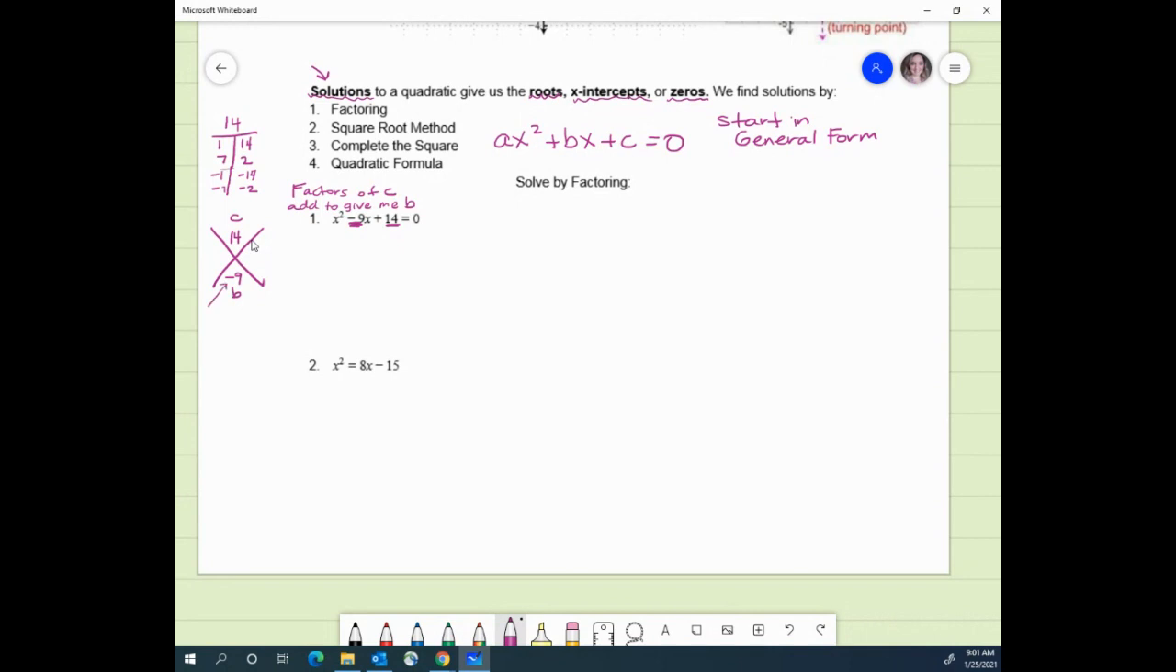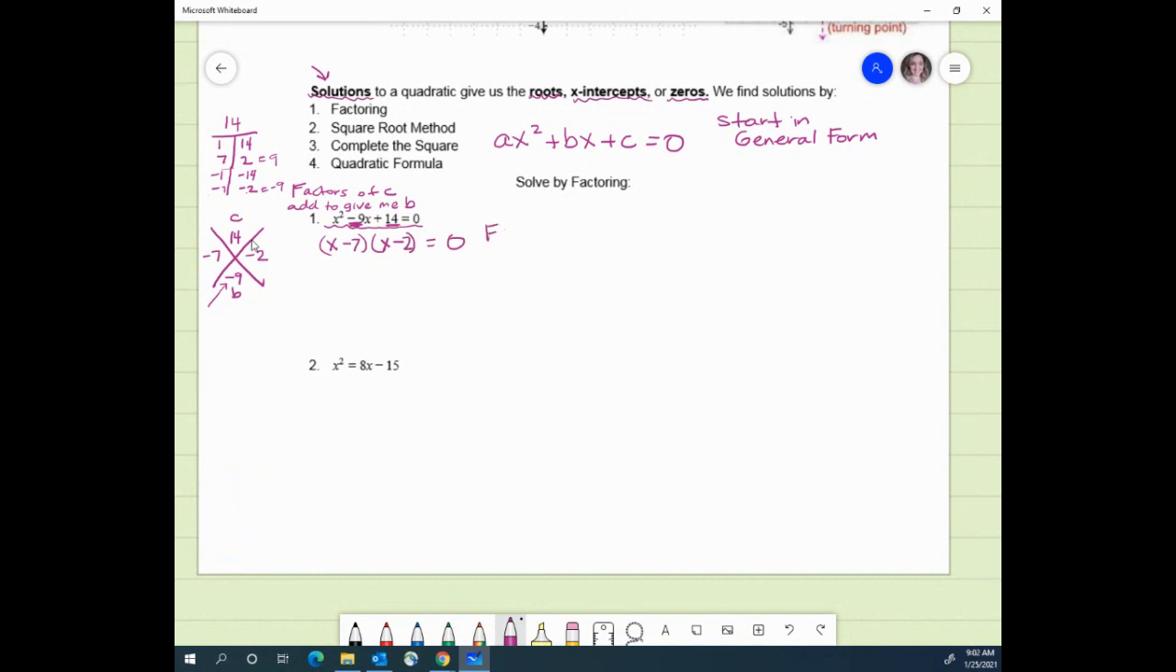So in this case, 7 plus 2 gives me +9. So -7 plus -2 is going to give me that -9. So -7, -2. So I've got my factors. So I'm going to break down this quadratic into 2 sets of parentheses. And this is what I put, x minus 7, x minus 2.